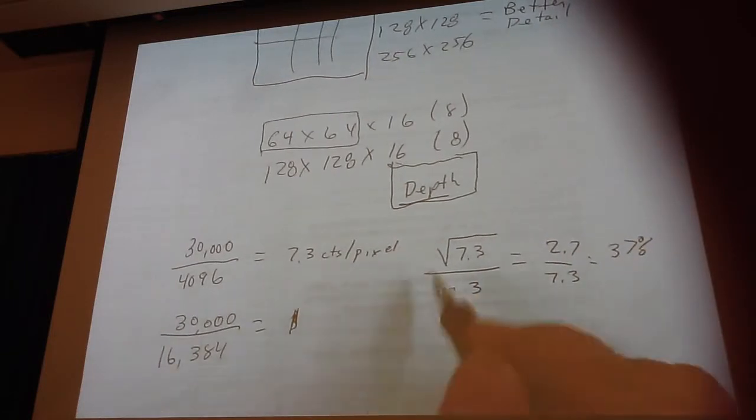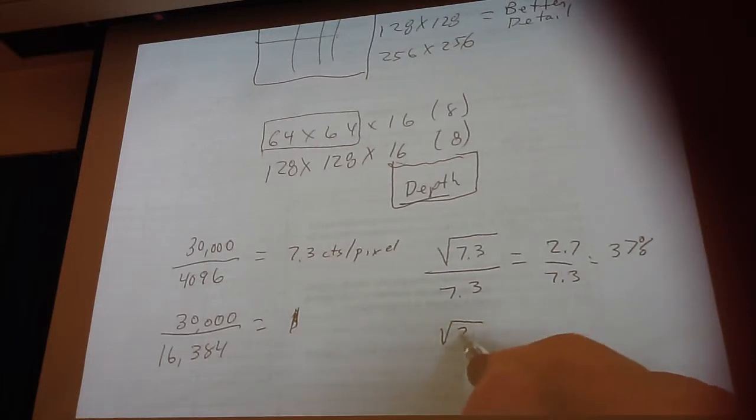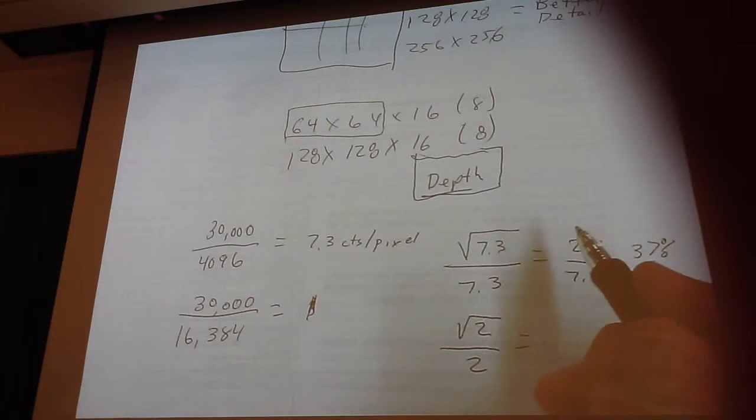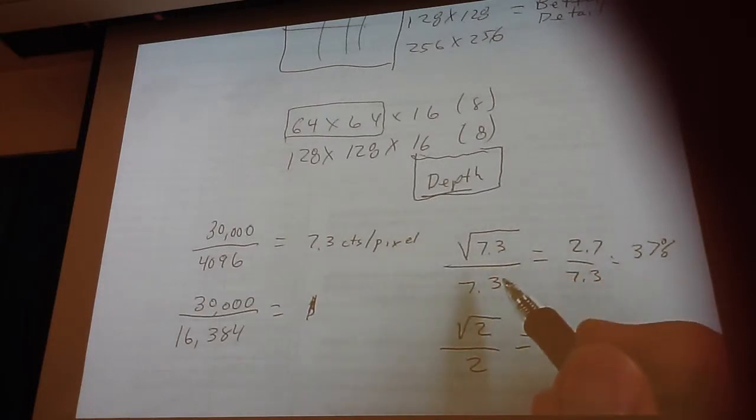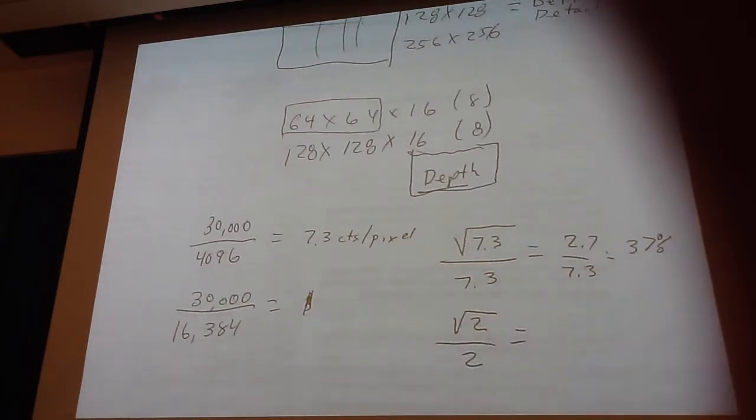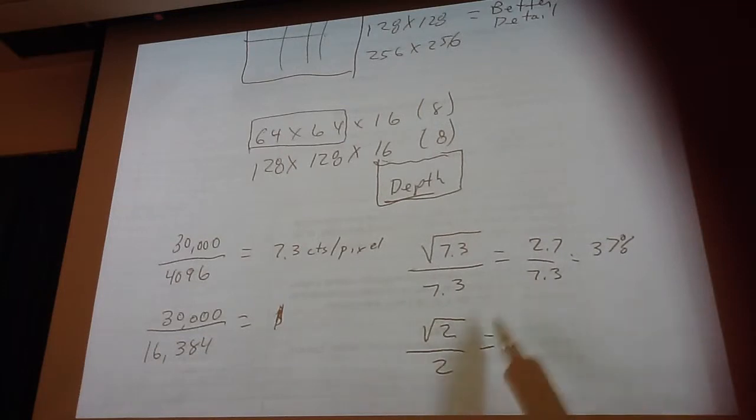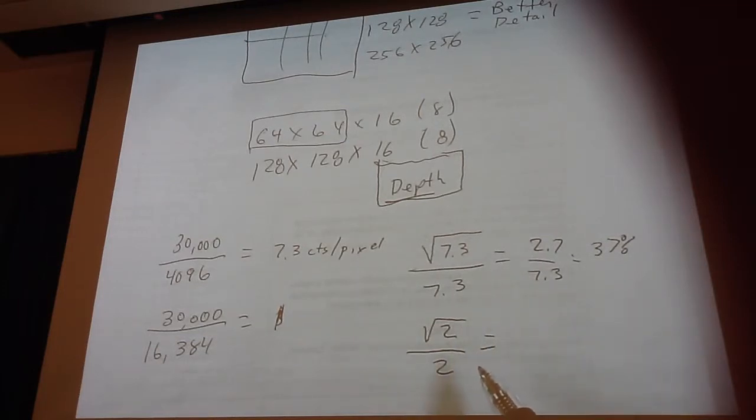If I go to this one down here, the square root of 2 divided by 2, pretty high error, isn't it? Over 50%. So as you get less counts per pixel, you have a higher statistical error, which we don't want.